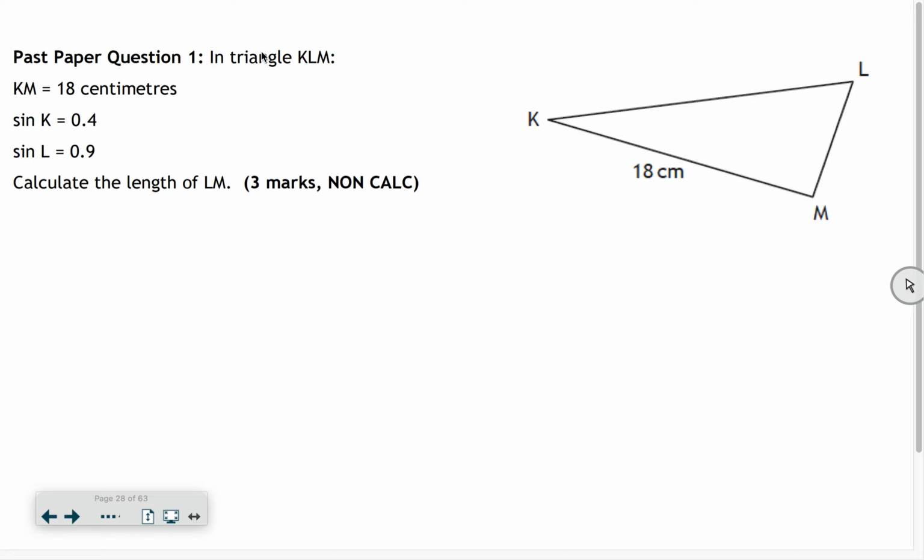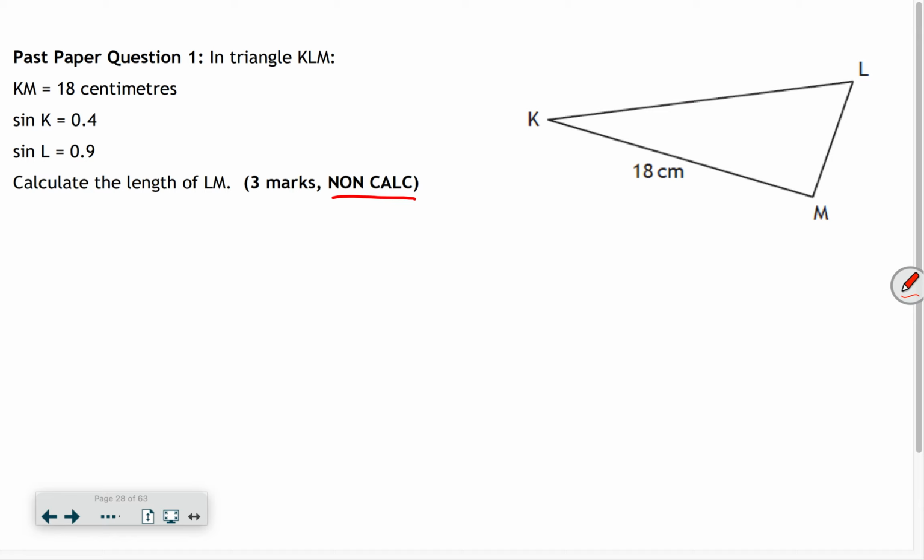Question 1. Okay, so in triangle KLM, KM is 18 centimeters, sine K is 0.4, sine L is equal to 0.9, and our job is to calculate the length of LM. 3 marks. Then there's this little curious thing here, non-calculator.